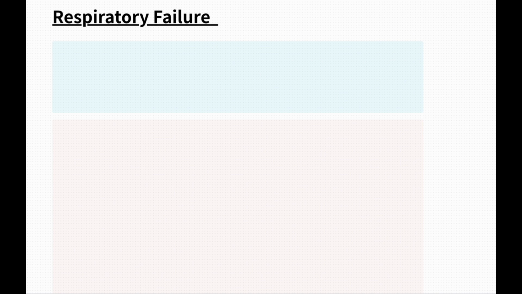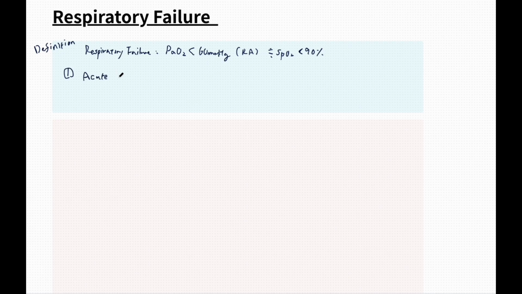First, let's start with the definition. Respiratory failure is defined as a PaO2 below 60 mm Hg on room air. In clinical practice, this roughly corresponds to an SpO2 below 90%. When you see a patient with hypoxia, you should always evaluate respiratory failure using two axes. The first axis is acute versus chronic. Acute respiratory failure develops within days to weeks. Chronic respiratory failure develops over months or longer. This distinction is important because it affects both physiology and management.